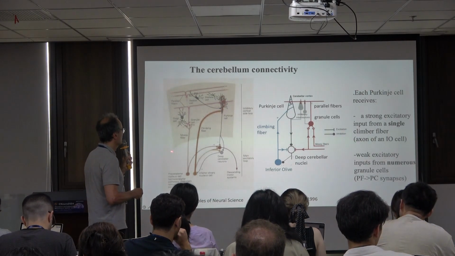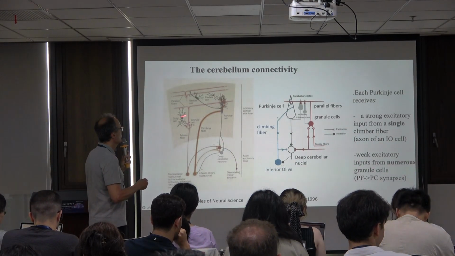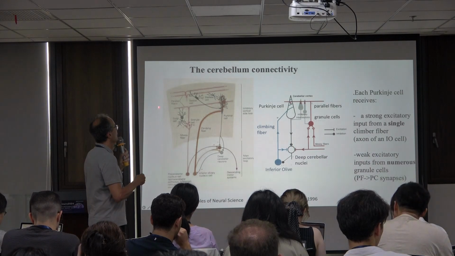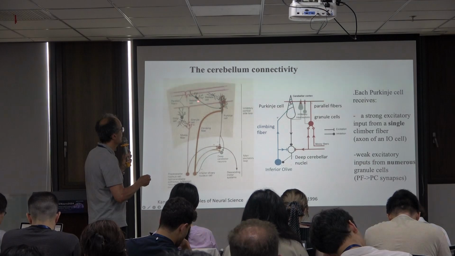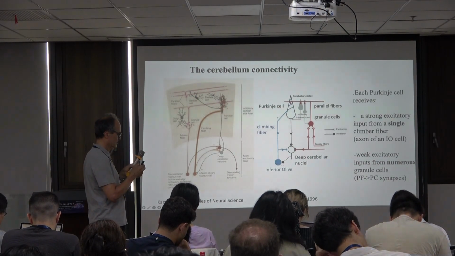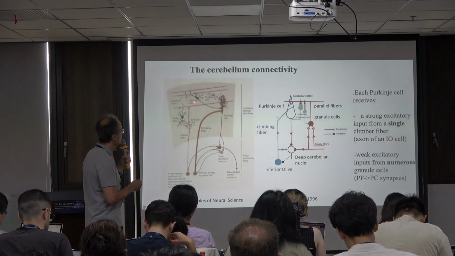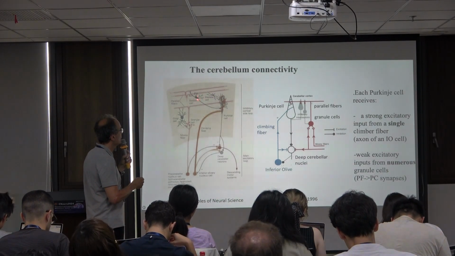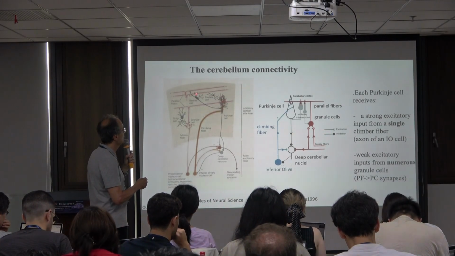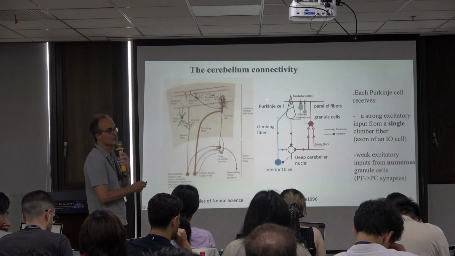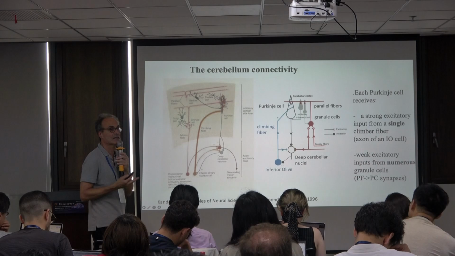One layer is the granule cell layer. You have the Purkinje cell layer. And here is what is called the molecular layer. In the molecular layer, you have the parallel fibers, but you also have these inhibitory interneurons that are stimulated by the parallel fibers and that inhibit the Purkinje cell. So those are the three types of cells that you have.